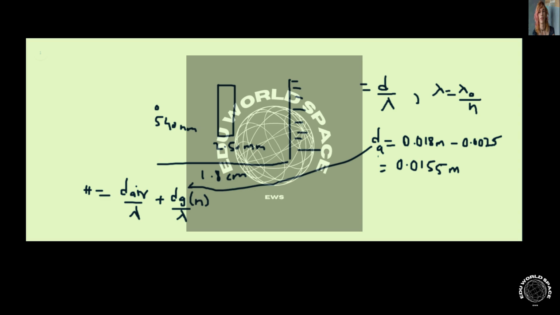So we can plug the distance in air into the formula here, and the distance in glass is given already here. So if we plug those values in and then do the maths, the number of wavelengths we get here is 3.52 times 10 to the power 4.